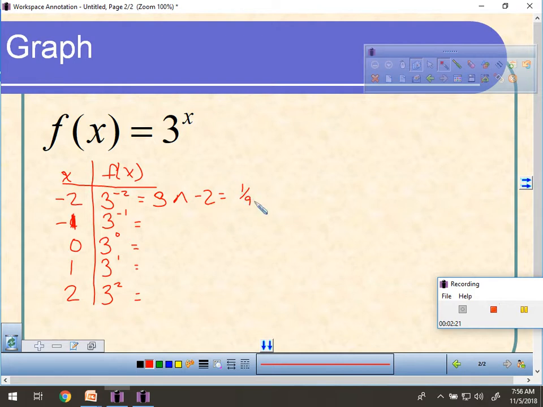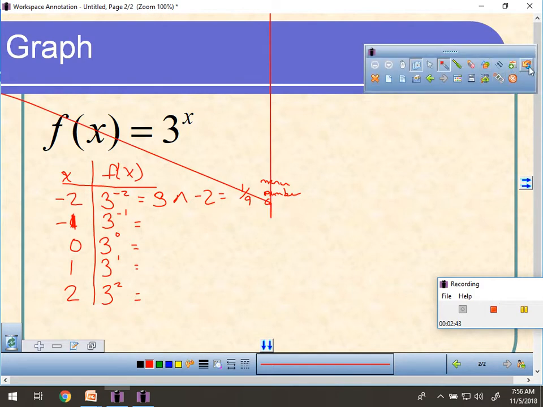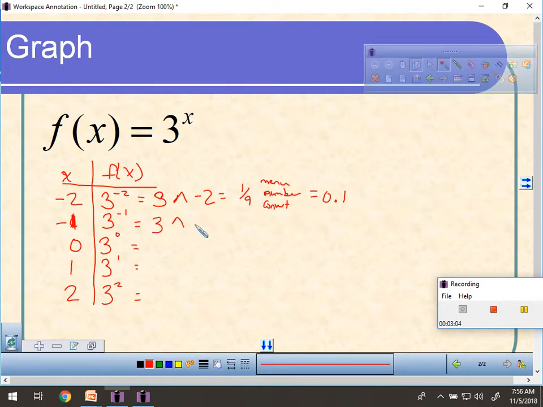Now, here's the thing, guys. We want this as a decimal. So if you haven't got this already, hit menu, number, and then convert to a decimal. You should get 0.1. So 3 rooftop -2 is equal to 1/9, but when we graph this, let's do it with decimal points. So put 0.1.